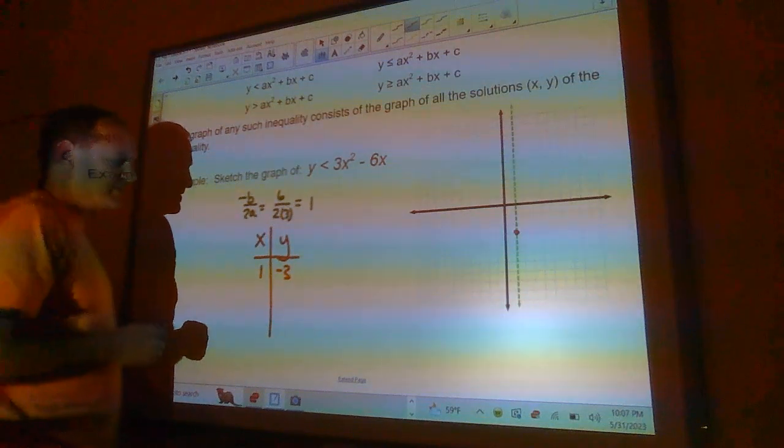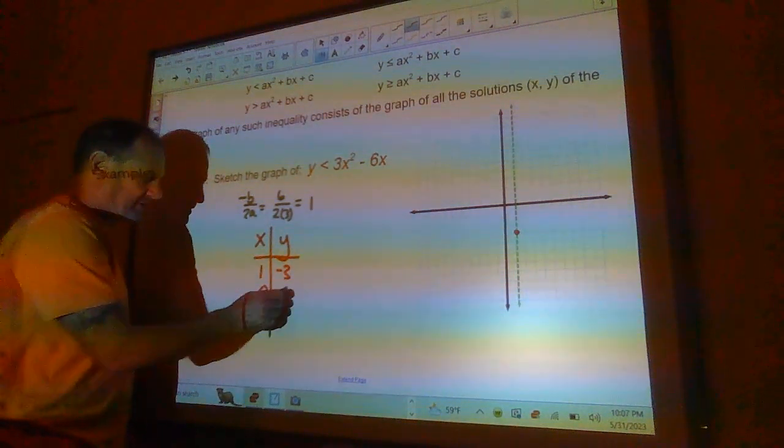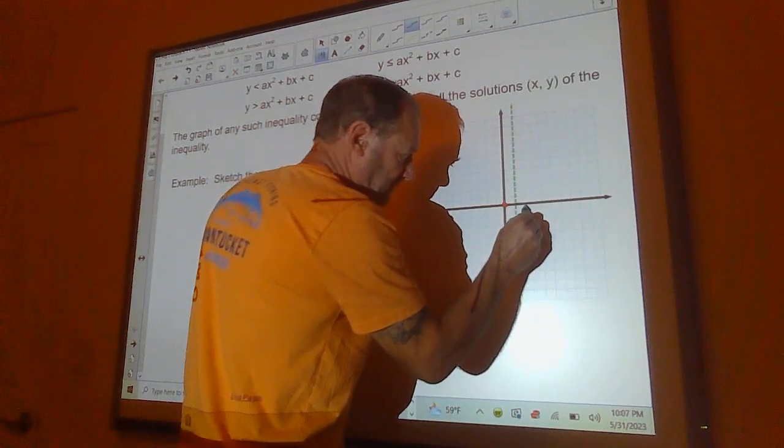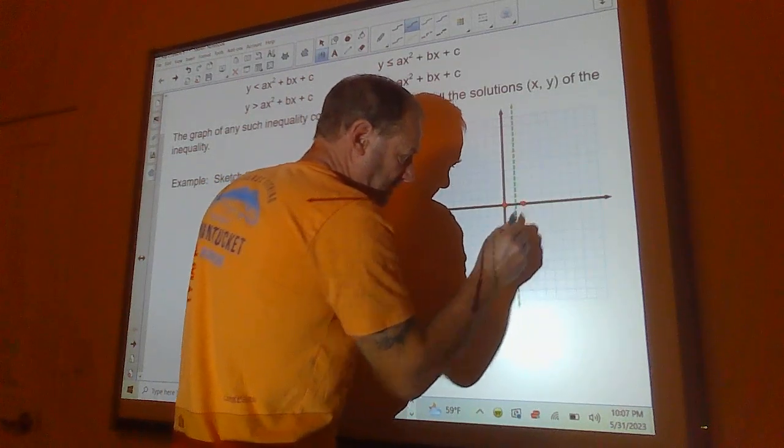Then we're going to pick 2 points to the left and 2 to the right. So 0 is our friend. We're going to get 0, 0. It's going to go right there. Remember, it's symmetric. So if I go 1 to the right of the axis of symmetry, I'm also going to get 0.